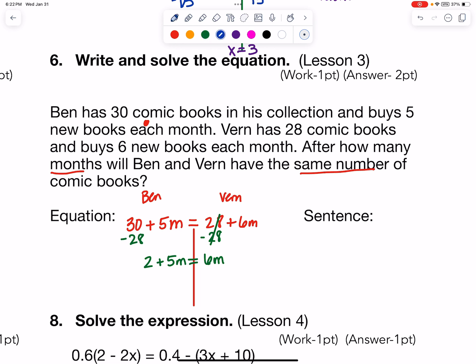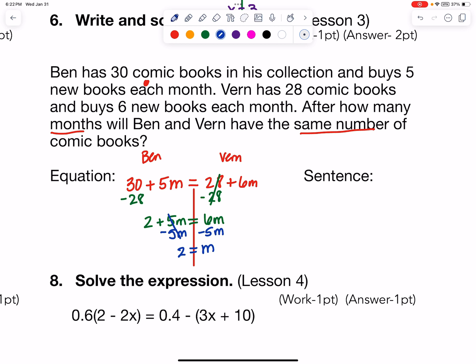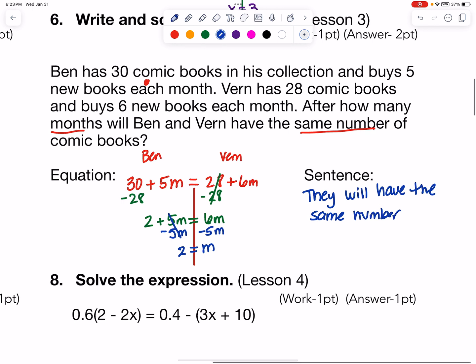Okay, now I need to get the m's over there, so we're going to subtract 5m, subtract 5m. That makes that go away, and we're left with 2 equals 6 minus 5 is 1m, and we're actually done. 2 equals m. All right, let's answer the question. So after how many months will Ben and Vern have the same number of comic books? They will have the same number of comics after 2 months. Doesn't take very long.